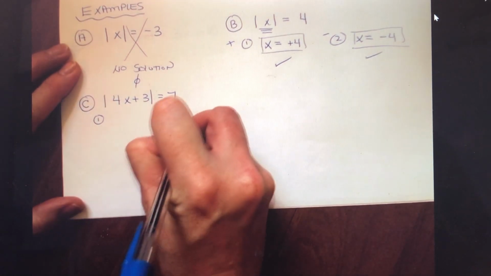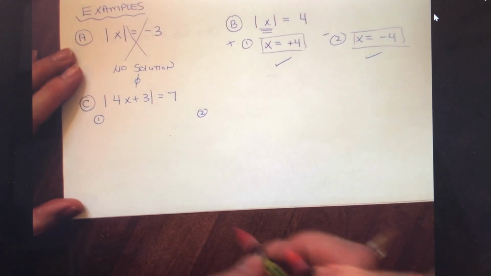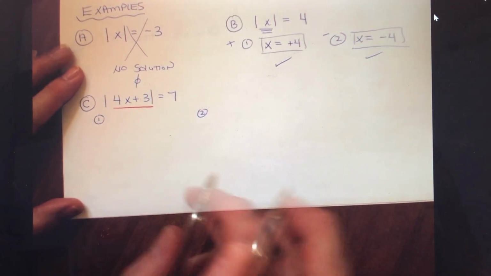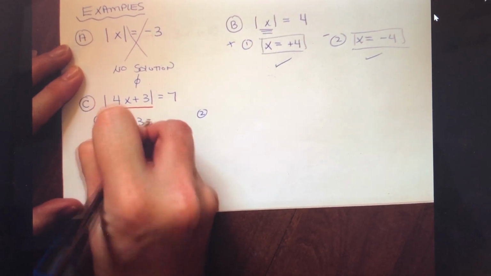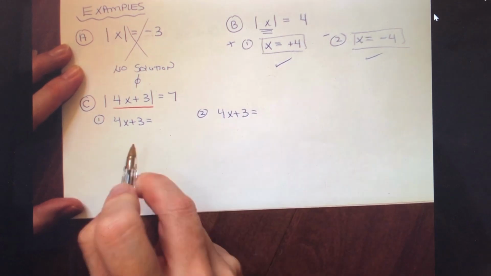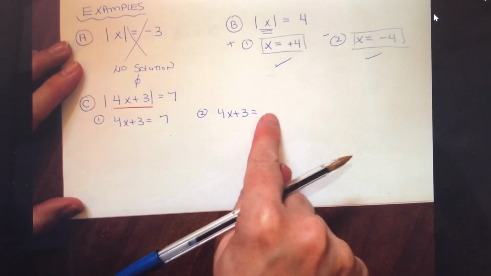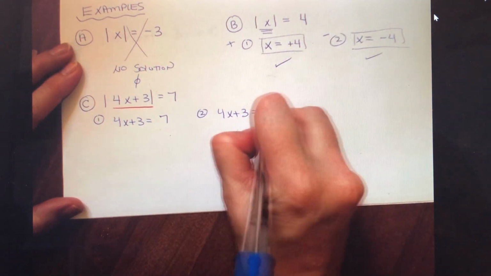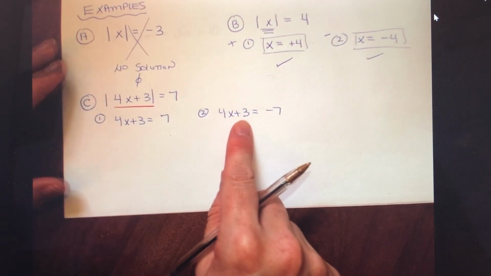So I'm going to get ready to have my two different scenarios. What I said before, let's take what's inside those absolute value bars and write that down twice with the equal sign. The first time we're going to set it equal to the positive version of this, which is +7. The second time we'll set it equal to the negative version, which is -7. Now these are two separate equations that I need to go solve.